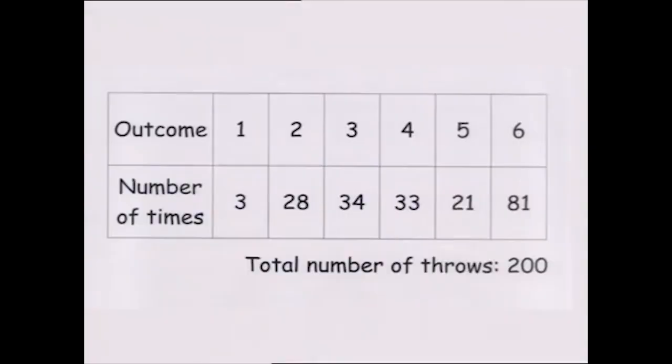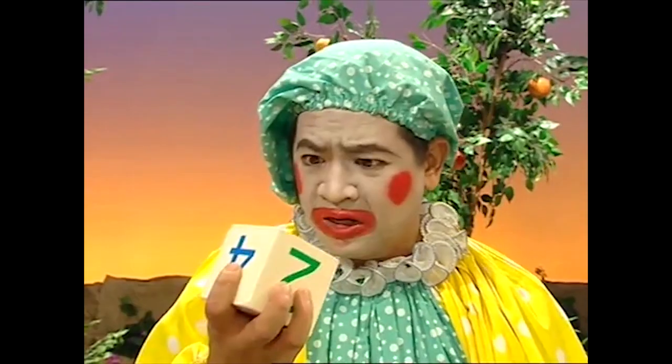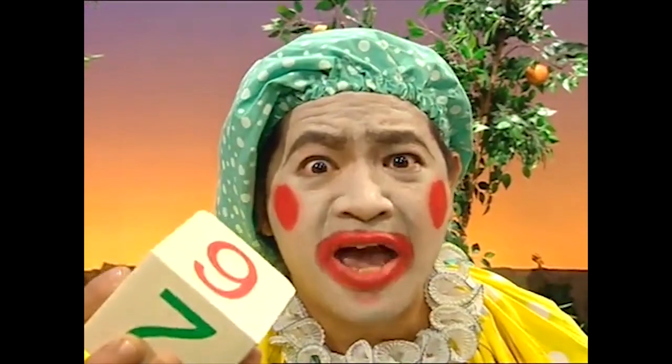I've thrown the die 200 times. If the die is fair, then each result should have roughly the same number of occurrences. But look here, the 6 comes up far more often than any of the other numbers. This die is not a fair one. The yellow clown was pretty smart. He was able to test the fairness of the die by an experiment. So then, from this experiment, we can also estimate the probability of all the other numbers.